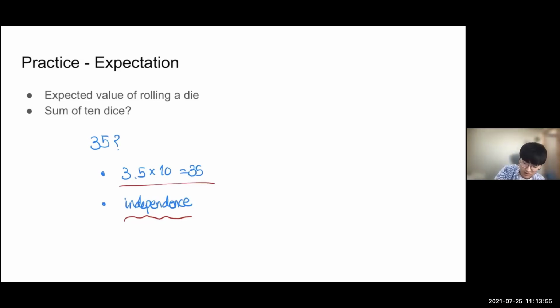If you're familiar with a more abstract way of looking at probability, you would have heard about random variables. Asking what the expected value of rolling a die is basically asking, I have this random variable, which is the outcome of a dice roll, and let's denote it by X. Then I basically want to ask what the expected value of X is.